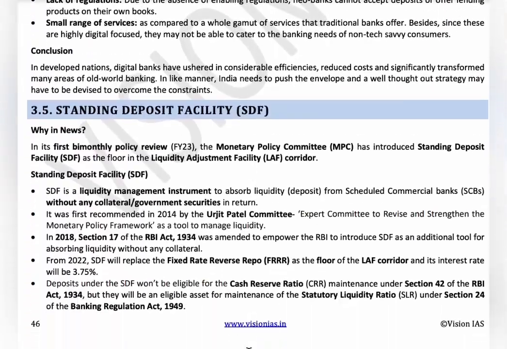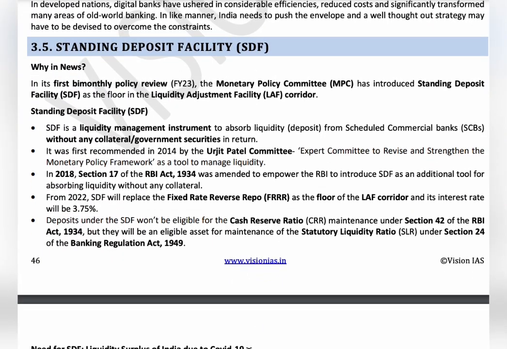The next topic is the Standing Deposit Facility, SDF. It is a financial instrument through which banks store their money in the RBI without any government securities. Generally, the standing deposit facility and the reverse repo rate are similar. But in reverse repo rate, the commercial banks buy government securities and store money in the central bank, whereas in the standing deposit facility, government securities are not bought by the commercial banks, they just store their amount. That is the basic difference between SDF and reverse repo rate.